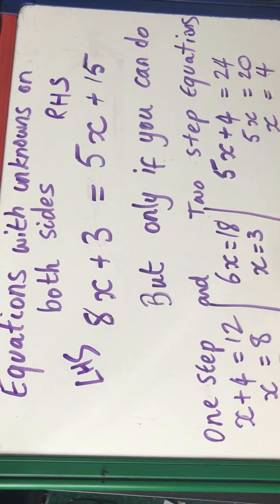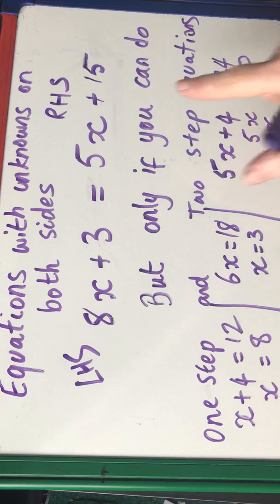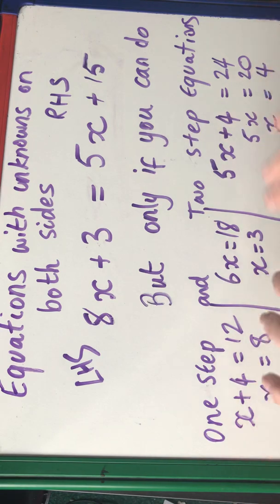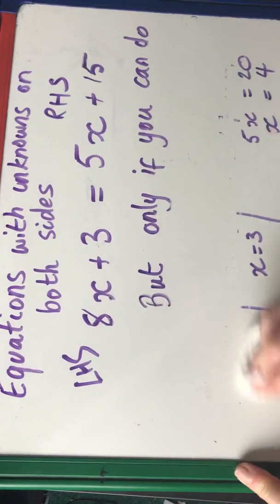Only watch this video if you can do one-step and two-step equations very confidently. If not, go back and watch the videos on one-step equations, things like x plus 4 equals 12, so x equals 8. Or if you can solve 6x equals 18, so x equals 3, and a two-step equation, 5x plus 4 equals 24, so 5x equals 20, x equals 4. Don't bother watching this video if you're not confident with one-step and two-step equations. If you are, just carry on watching.